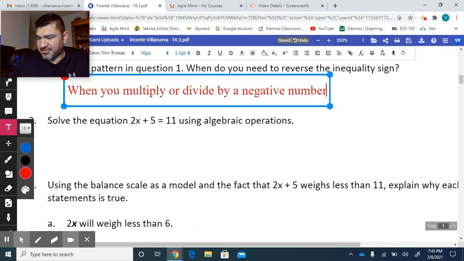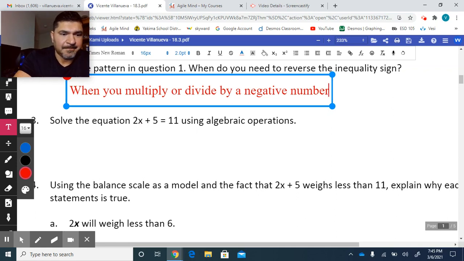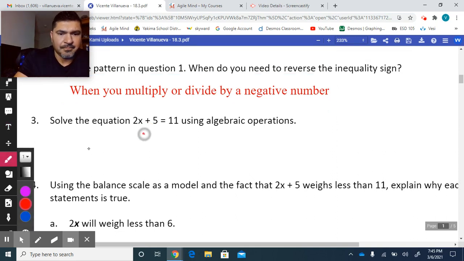Let's take a look at number 3. It says solve the equation 2x plus 5 equals 11 using algebraic operations. Okay, so let's go ahead and work this problem out. I see 2x plus 5 equals 11. So I need to isolate x. I need to get this by itself. And the first thing I need to get rid of is this plus 5. Well, how do I get rid of plus 5? That's right, we subtract 5. And to keep my equation balanced, I do the same to the other side.